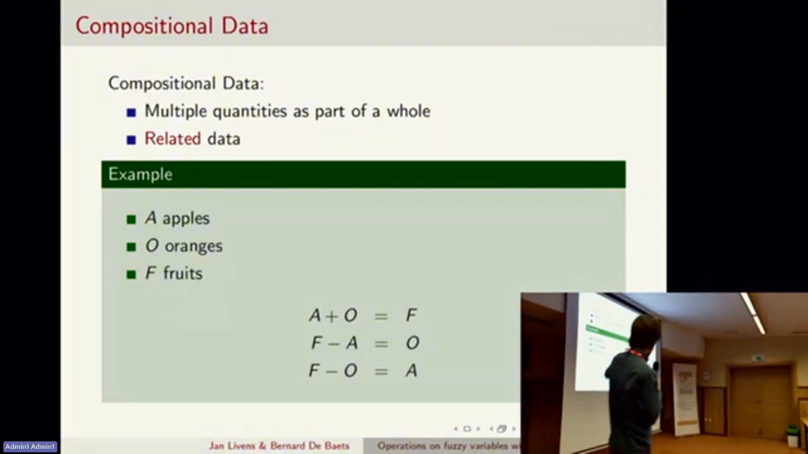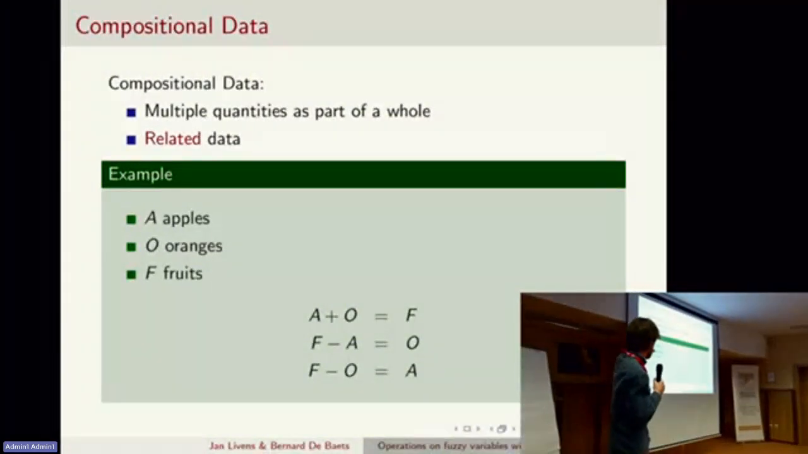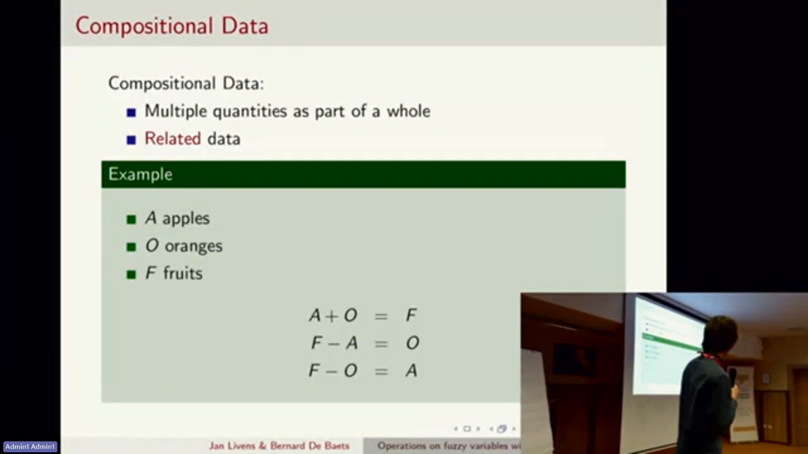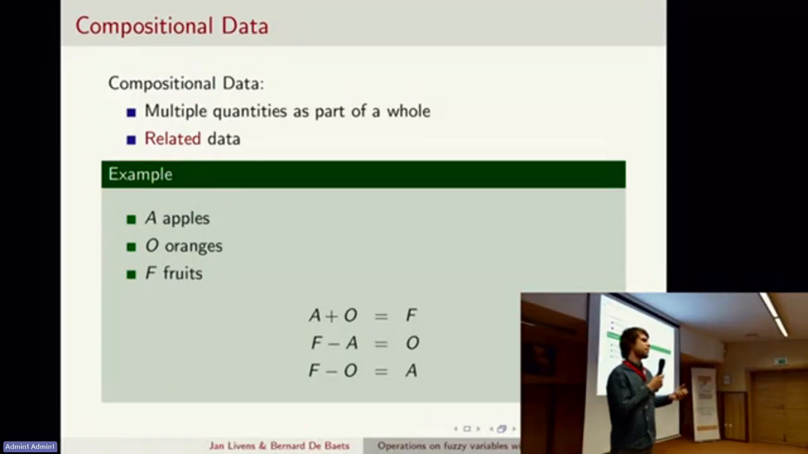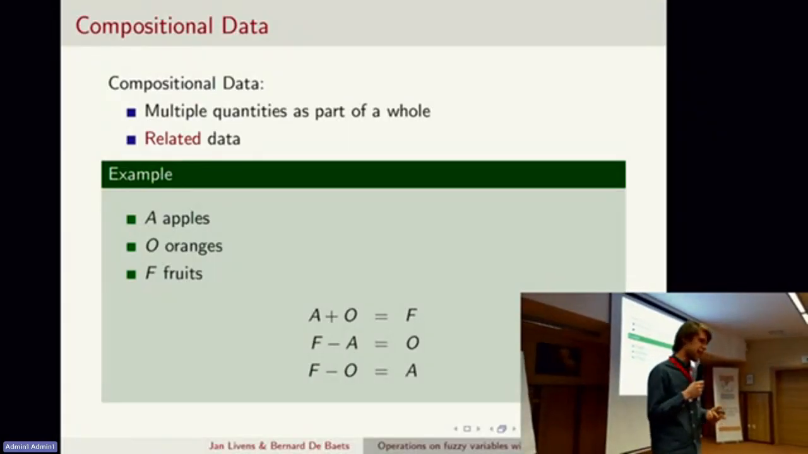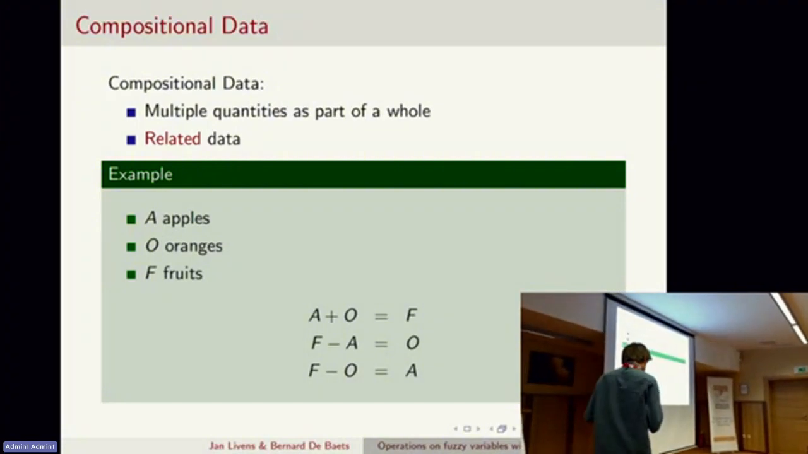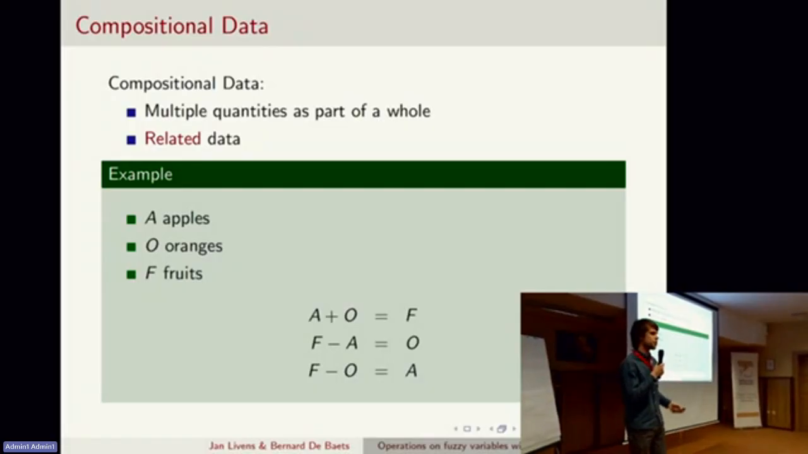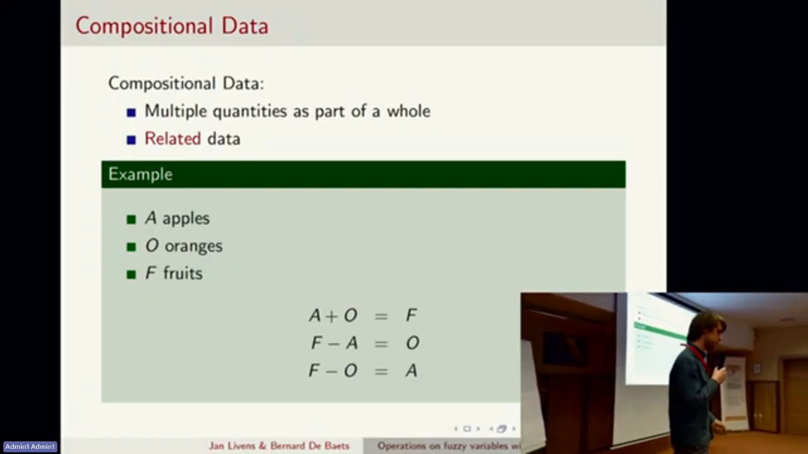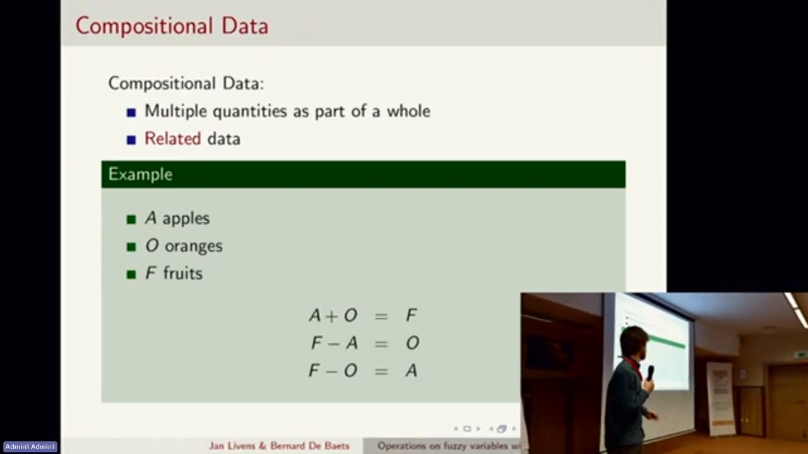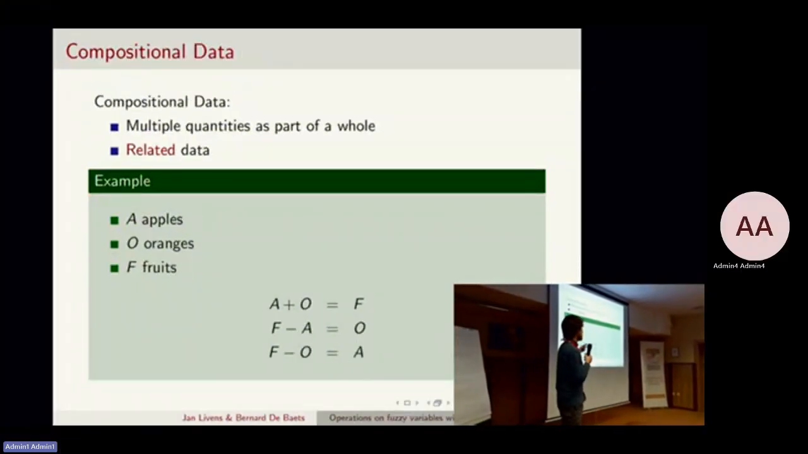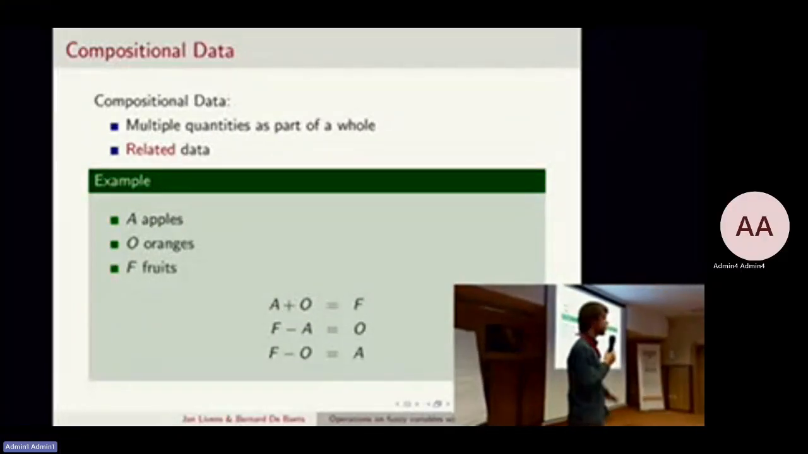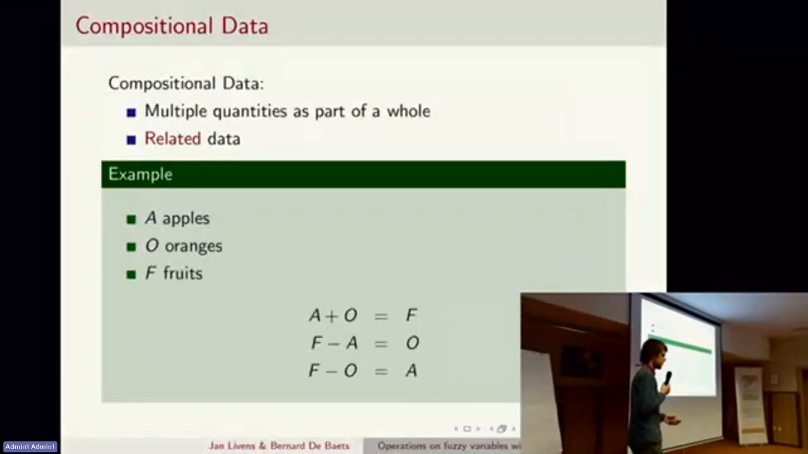So we can do this example. Have a number of apples, a quantity A apples. We have O oranges, and we have F total fruits. Then naturally, these three are linked. Here, the compositional data, the apples plus the number of oranges, will be the total number of fruits. And conversely, we can also derive the number of oranges and the number of apples if we know two of the three quantities.